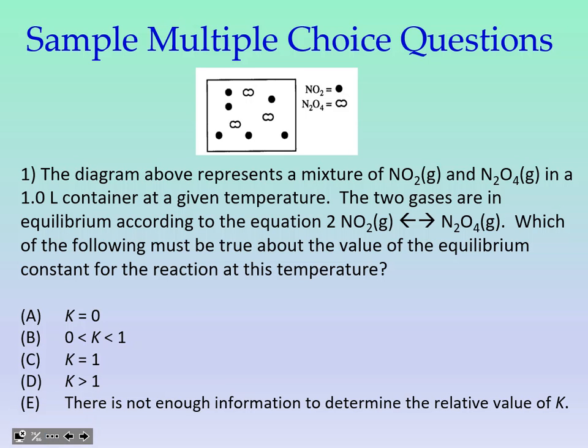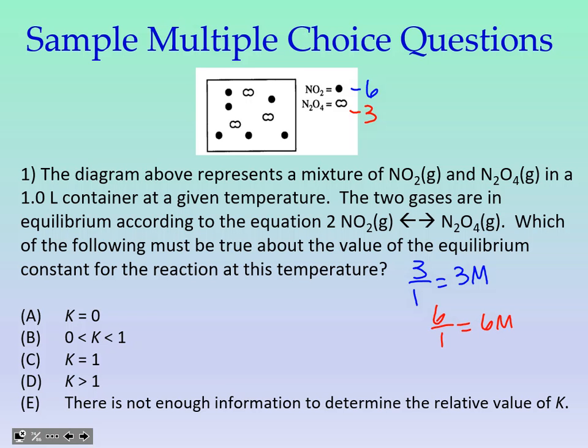So we count our little NO2 dots. We have 6, and if we count our N2O4 dots, we have 3, right? So that's basically 3/1, 3 M, and 6/1, 6 M, which is fine. Now, what does it want us to do here? Find K. Basically, we have to find K because we have to decide if K is one of these values over here. So which of the following must be true about the value of the equilibrium constant?